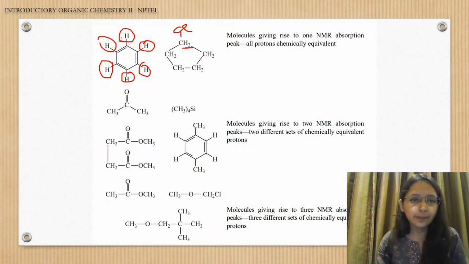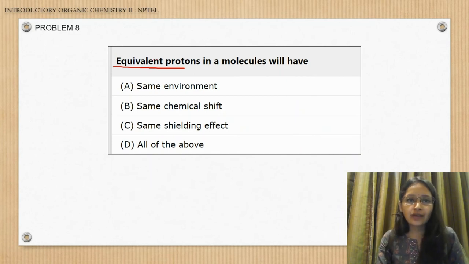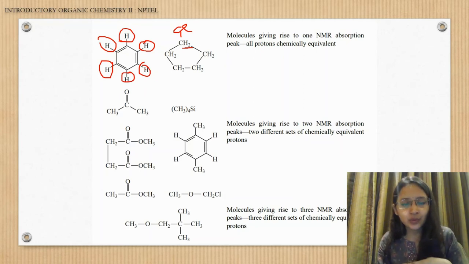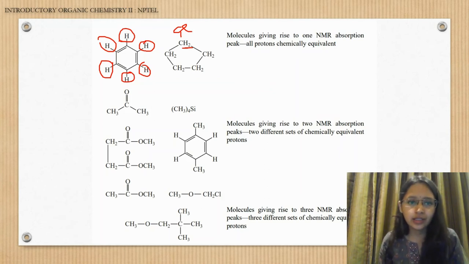Okay, so if a system has equivalent protons, then it has the same environment, same chemical shift, same shielding effect. So the correct answer will be all of the above, because equivalent protons, like those of the benzene ring, have the same chemical shift value and the same environment. This H is surrounded by these protons, this hydrogen is surrounded by protons, and this hydrogen is also surrounded by protons. So the environment of all the protons of the benzene ring is the same, they have the same chemical shift and the same shielding effect. Is it clear?